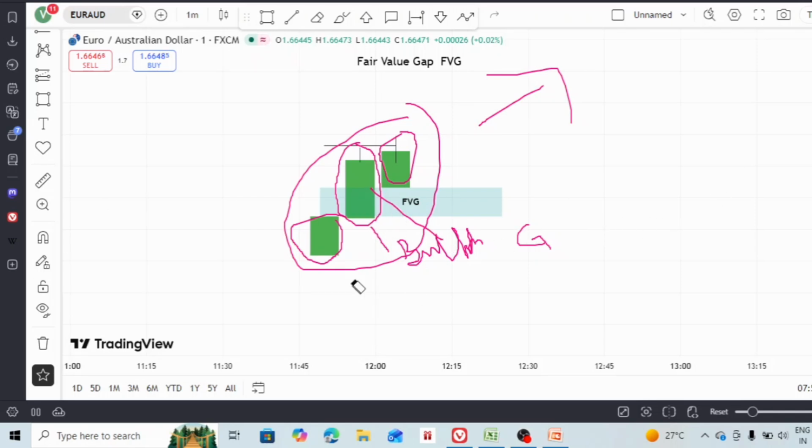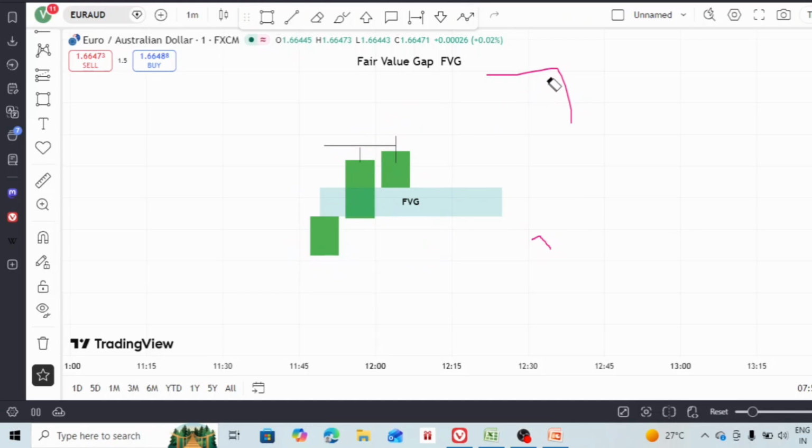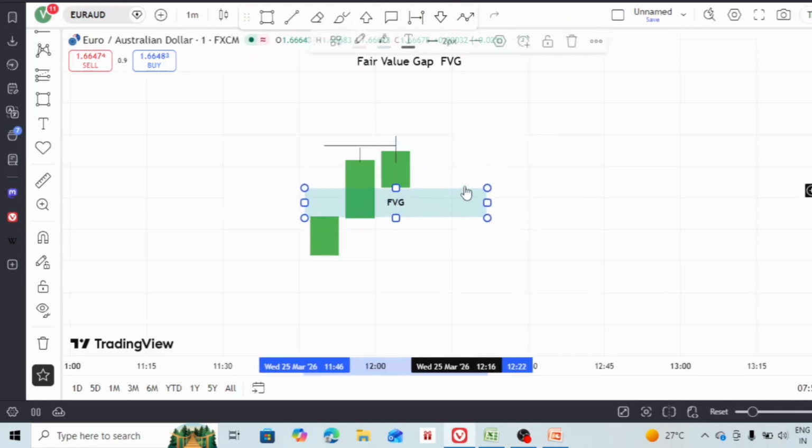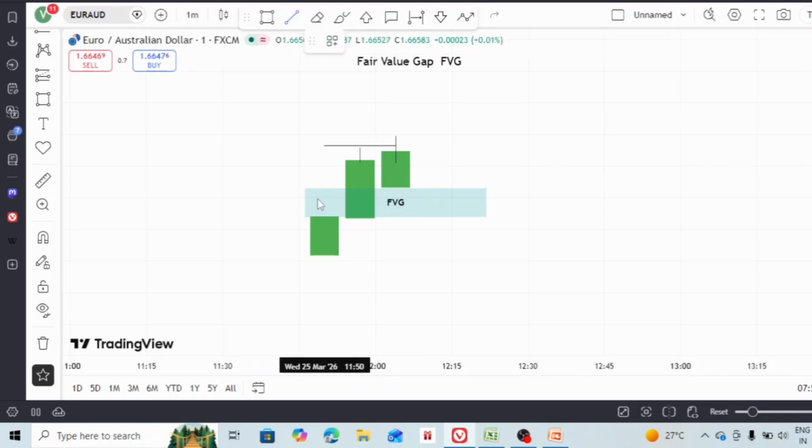You also have to remember that the 50% of the gap is the most critical point. It also doesn't matter if the gap size is big or small. If there's a gap, that is a fair value gap. This is the 50%, and the 50% is the most critical point of the fair value gap.